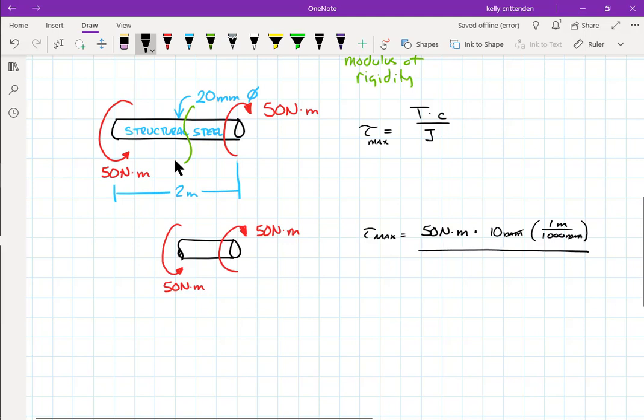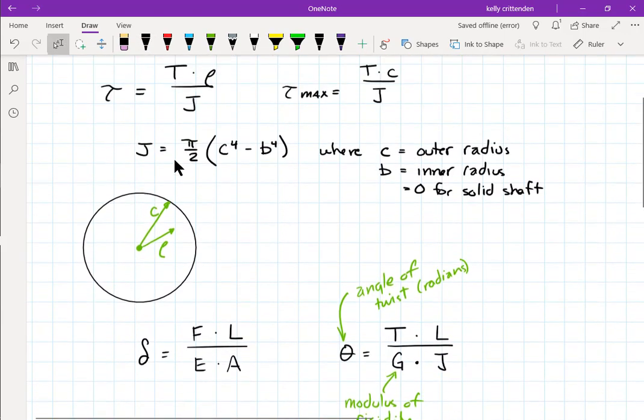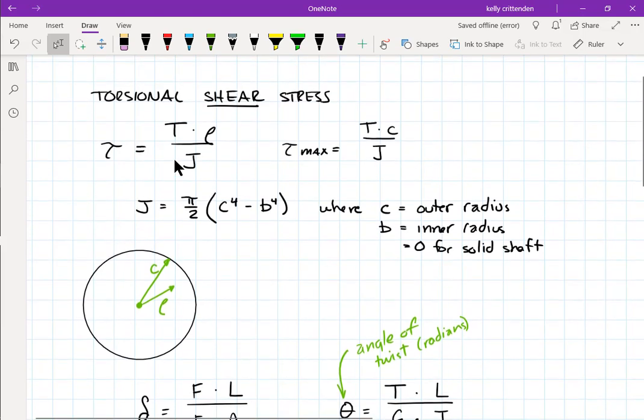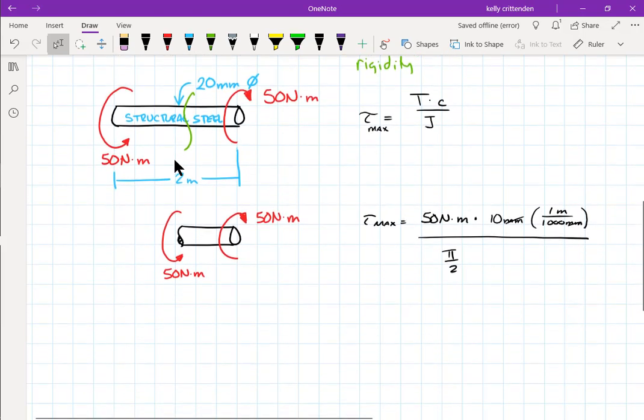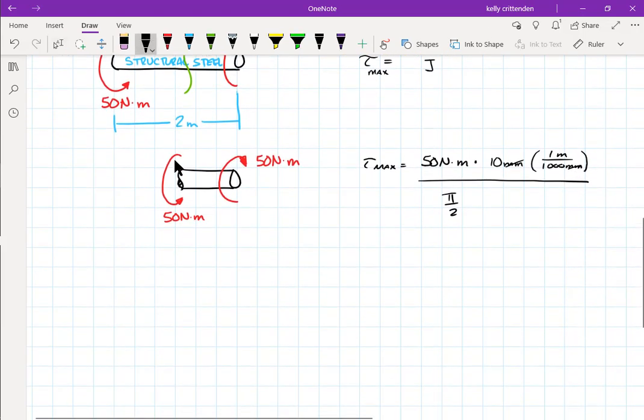And then J, it's a solid shaft, so pi over 2. And you can always write c to the fourth minus b to the fourth, like I did over here. But when they're solid, b, the inner radius, is 0, so I'm just going to write pi over 2 times c to the fourth, where c is that same 10 millimeters that I'm going to convert over to meters. And then I have to raise it to the fourth power.